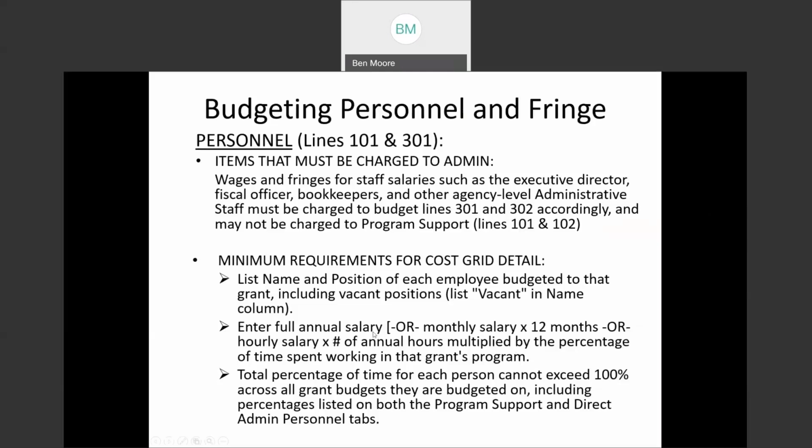21 CSBG grant. The total percentage of time for each person cannot exceed 100% across all the grant budgets they are budgeted on, including the percentages listed on program support and direct admin if that employee happens to be split between the two, if they spend some of their time in program support and some in admin. So please make sure that any employees you budget do not exceed 100% when you add up the percentage of their salary that's charged across all grants.